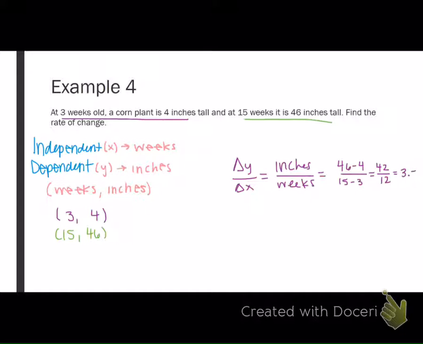And what are the units on this for us, guys? Inches per week. It's a rate, so it needs to have that per in there. So it's 3.5 inches per week.